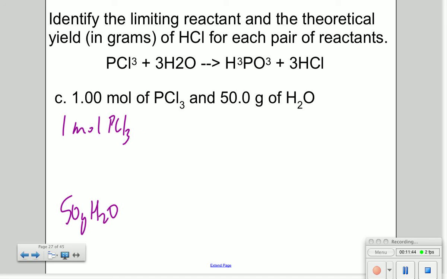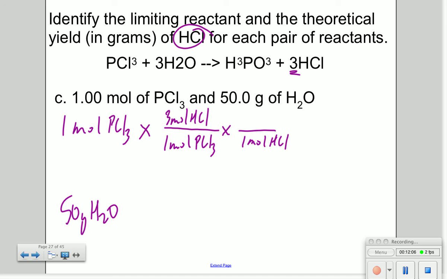All right, this one's easy, this top one here, because I'm in moles and I can jump right into the mole ratio. So I have 1 mole of PCl3 at the bottom, and I want to get to hydrochloric acid. So 3 moles on top. I'm in moles of HCl. Got to get to grams of HCl, so the only way I can do that is by using the molar mass. Molar mass of hydrochloric acid, if I remember right, was 36.46 grams of hydrochloric acid. There we go, that one's done.